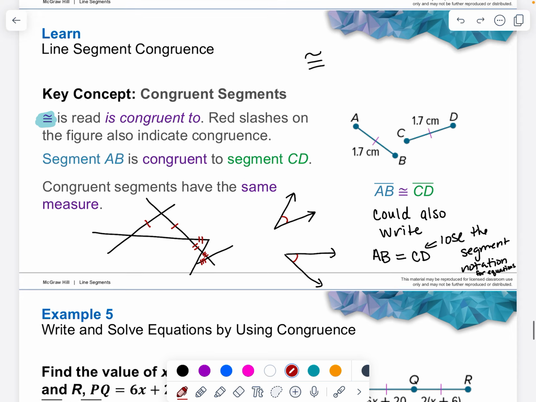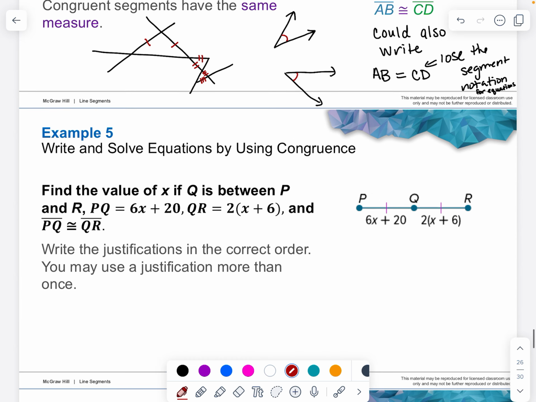Okay, so those are different congruent marks you can see. Those red slashes, they don't have to be in red. You can do them in black. That's fine. But all right.